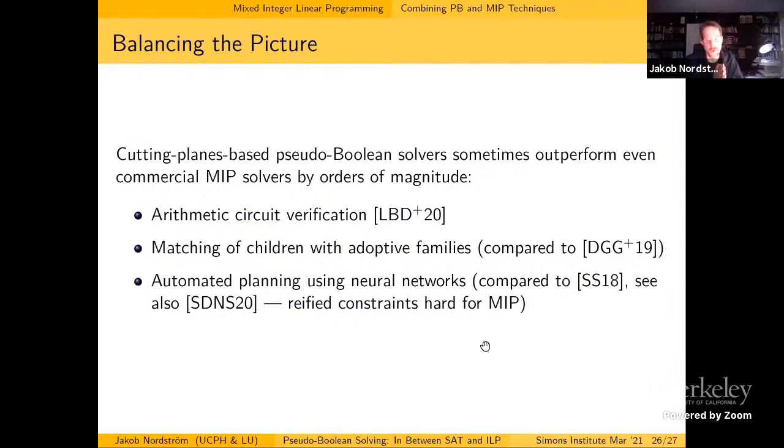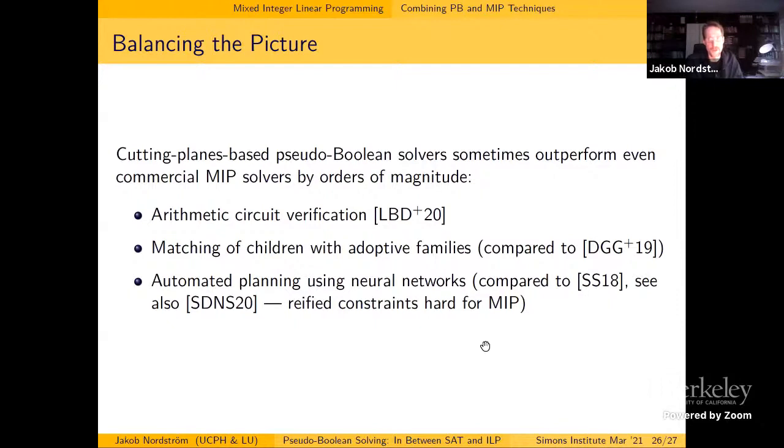After the tutorial, during the boot camp, I basically got questions saying, nice, but why would any sane person actually do pseudo-Boolean solving? So then I realized that I was maybe underselling a little bit. For fairness' sake, I want to balance the picture and say that there are, in fact, applications where pseudo-Boolean solvers are already outperforming even commercial MIP solvers. You just take a standard pseudo-Boolean solver off the shelf. And for instance, for problems like arithmetic circuit verification, it turns out that pseudo-Boolean solvers are state of the art.